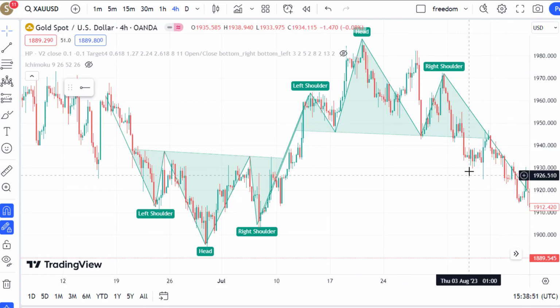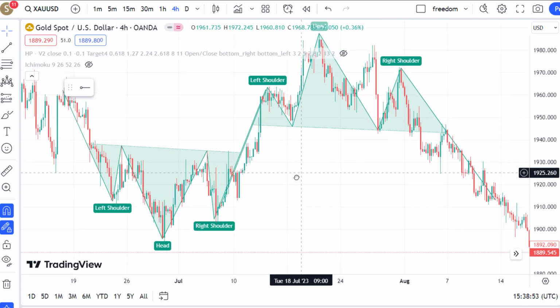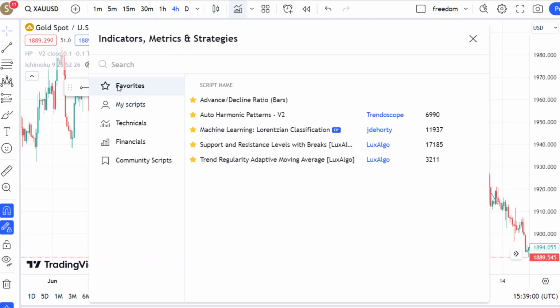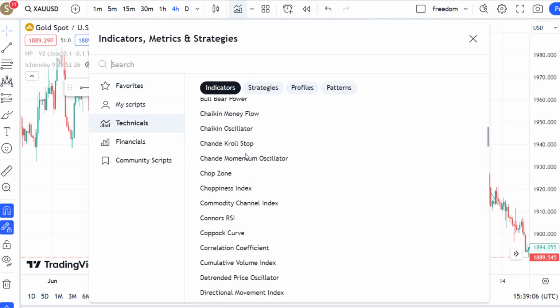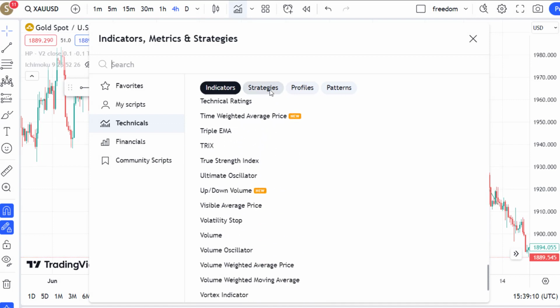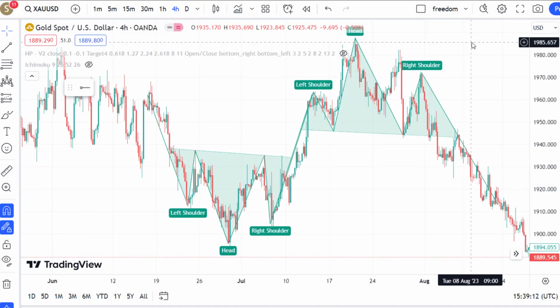5. False signals. Not all head and shoulders patterns result in successful reversals. Traders should use these patterns in conjunction with other technical indicators and consider the overall market context. As with any trading pattern, the head and shoulders pattern should be used as part of a comprehensive trading strategy and not relied upon in isolation.